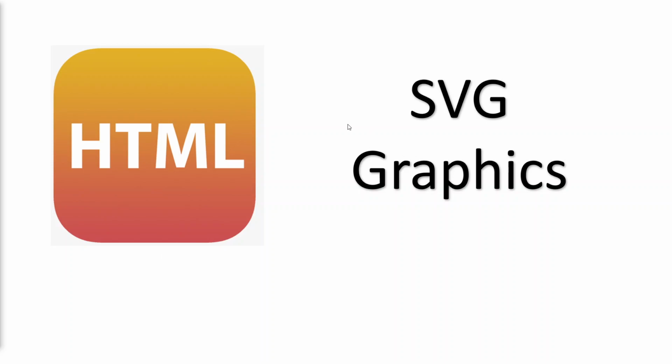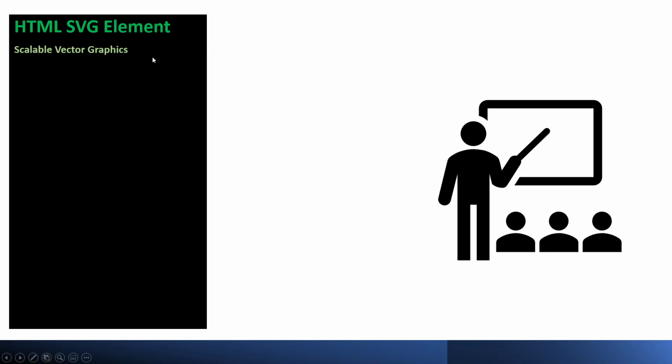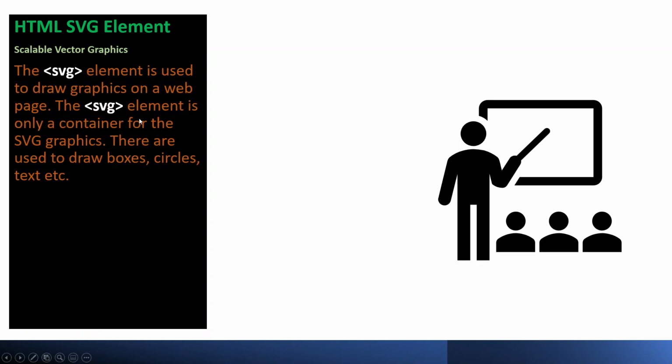Hello and welcome again to this lesson, HTML SVG graphics. We are going to be discussing what SVG graphics is and how we can code this. So, scalable vector graphics, that's what SVG means. And the SVG element is used to draw graphics on a web page, right? And the SVG element is only a container for these SVG graphics. And they are used to draw circles, boxes, animations, whatever you want, icons you can use SVG to do.